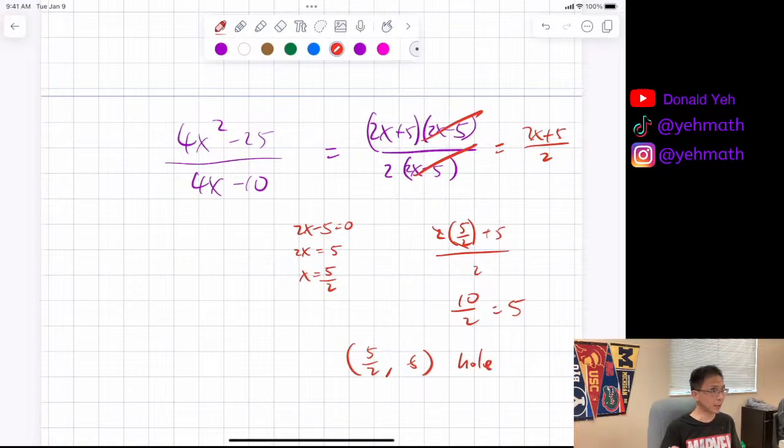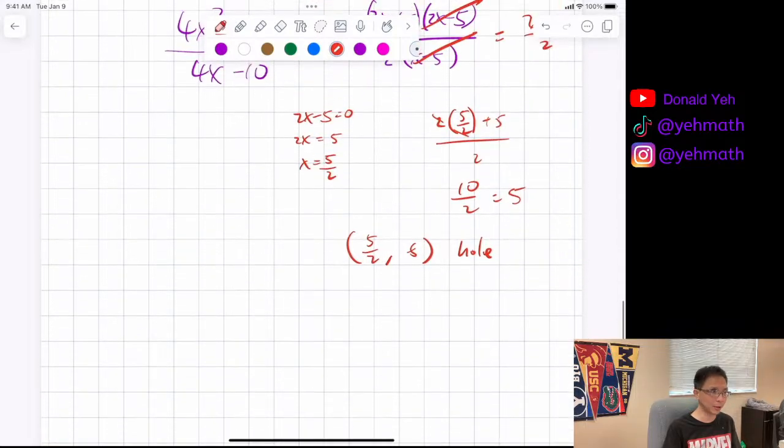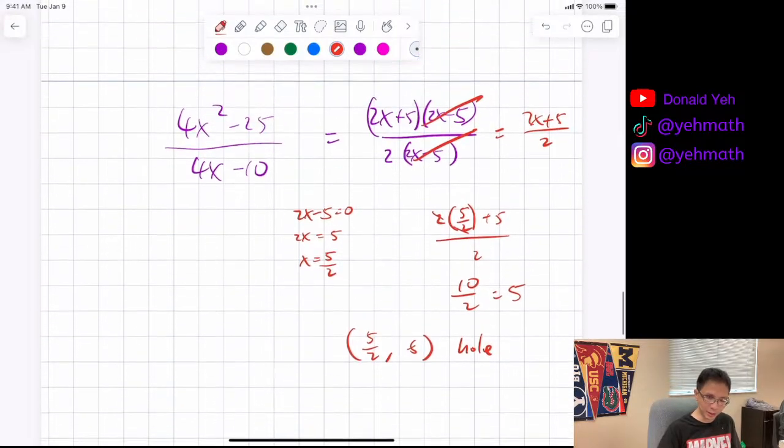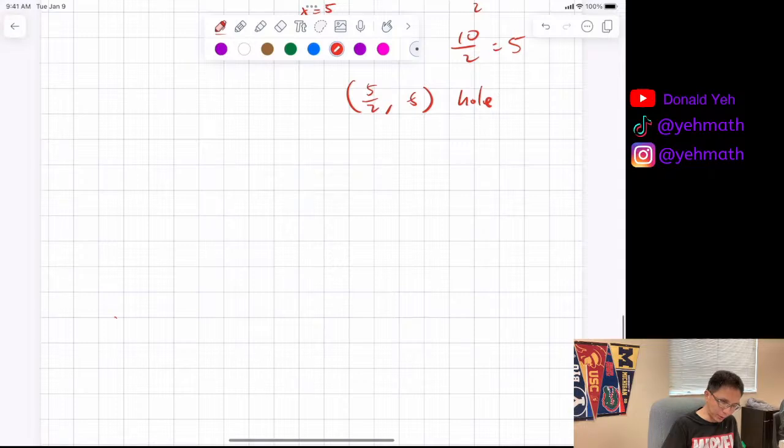There's an x-intercept and a y-intercept, but I don't really need to focus on that. There's no vertical asymptote. There's no horizontal asymptote. There's nothing, because your function is literally a linear function. A lot of people don't understand that it's just a linear function plus 5 over 2. So you're going to go to 5 over 2.